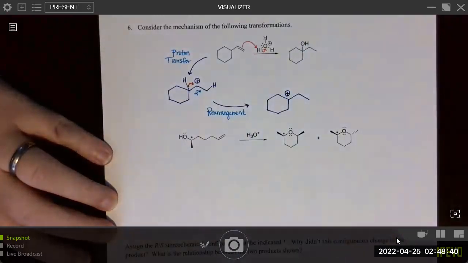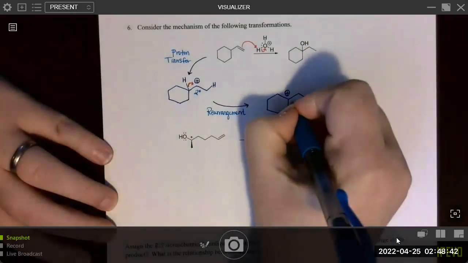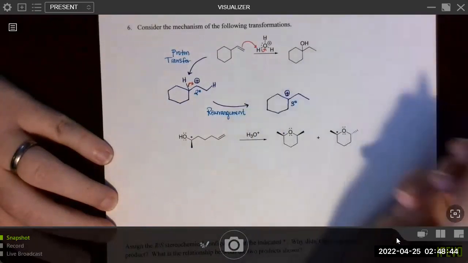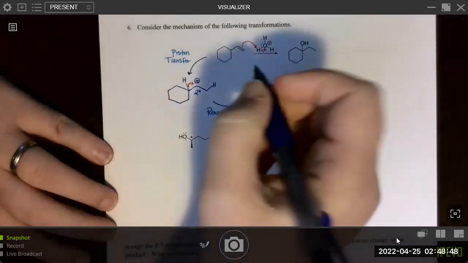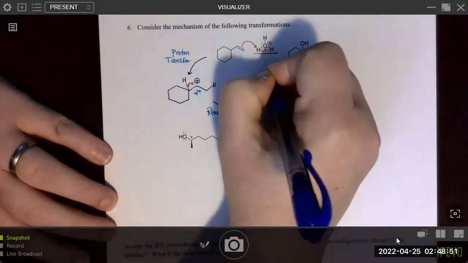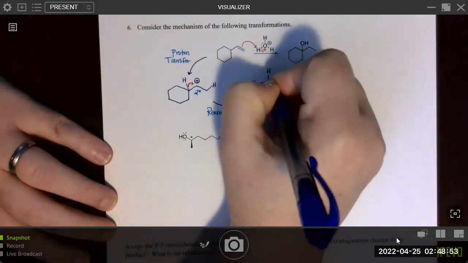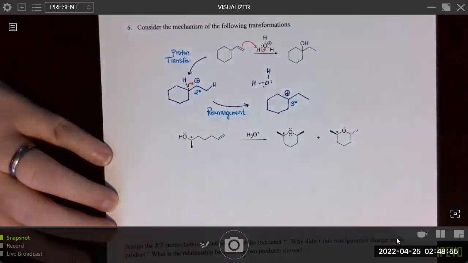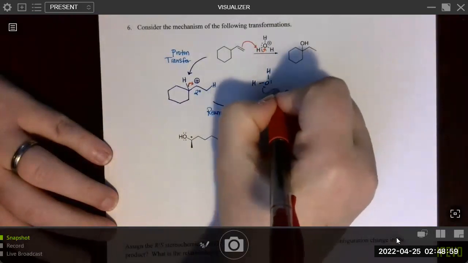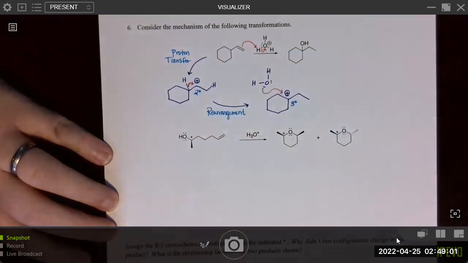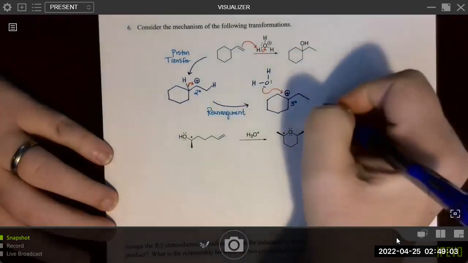To get to a tertiary carbocation. Now we're ready for the nucleophilic attack. Water is present in this reaction mixture, so when I need it, I can go ahead and draw it in. And now I'm going to show the nucleophilic attack.